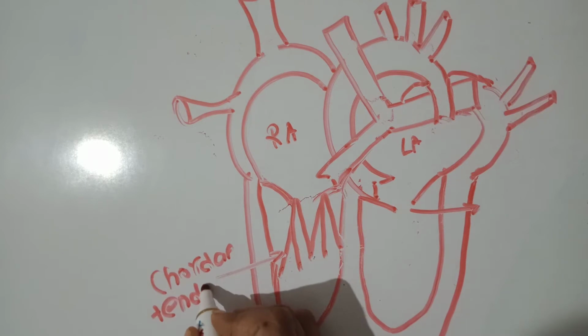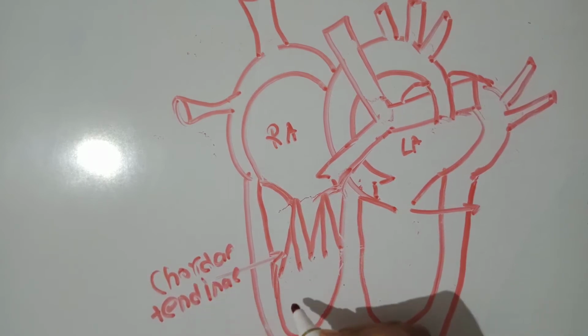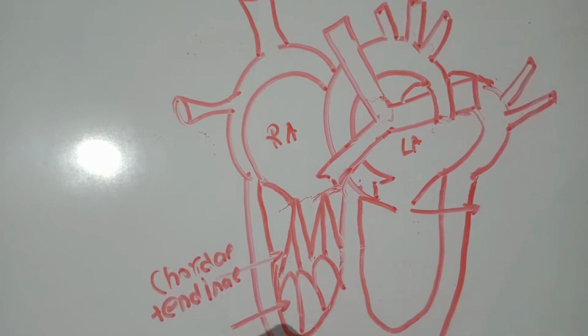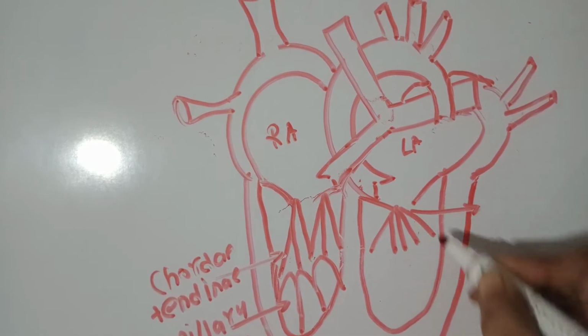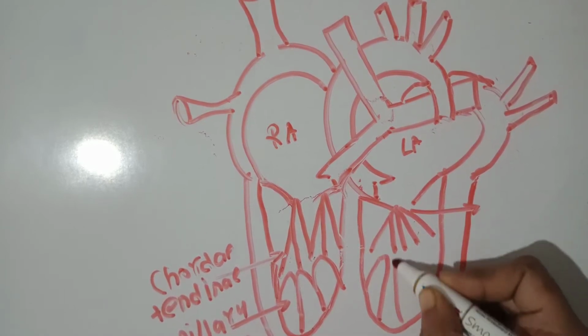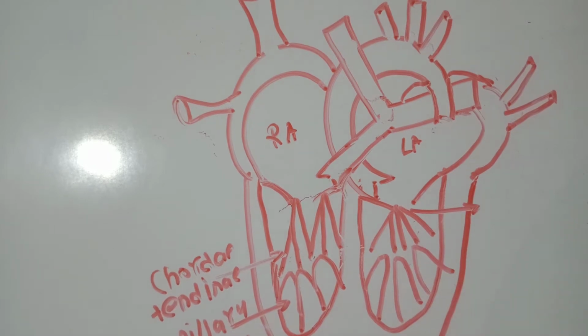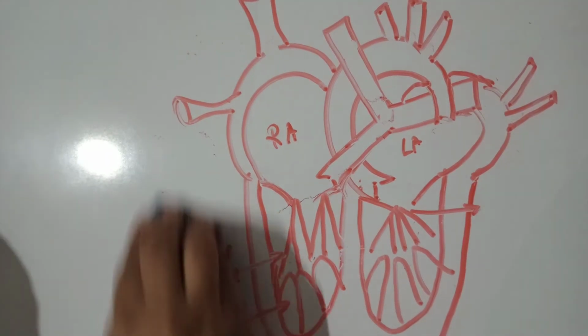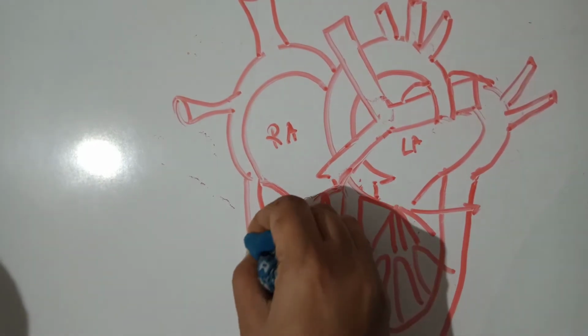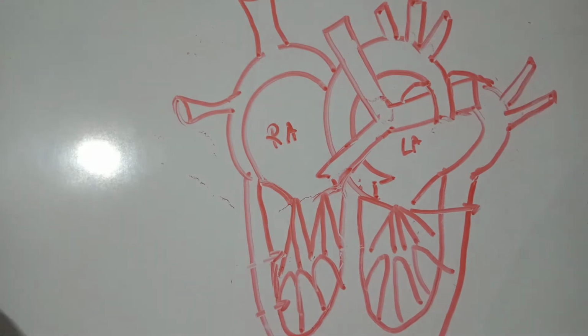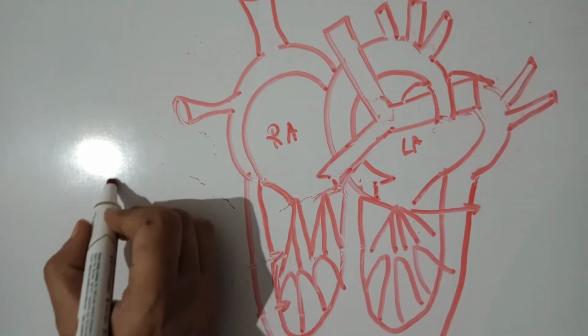They are anchored, supported by the papillary muscles. Same way here also, it contains chordae tendinae, and they are supported by these papillary muscles. So we'll see how the chordae tendinae actually help, how they control the opening and the closing of these valves. We'll see two cases here.